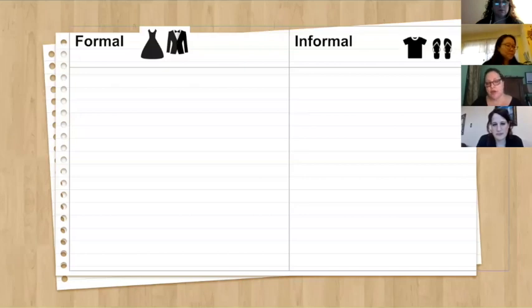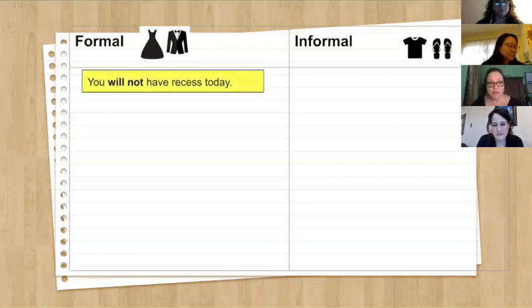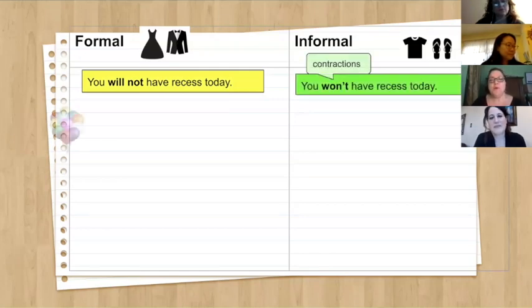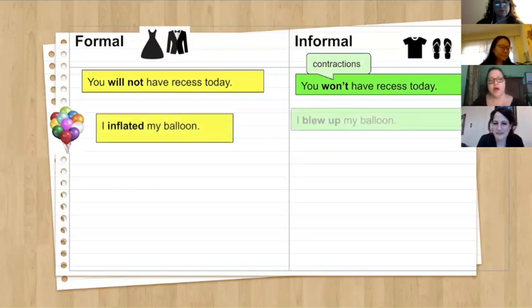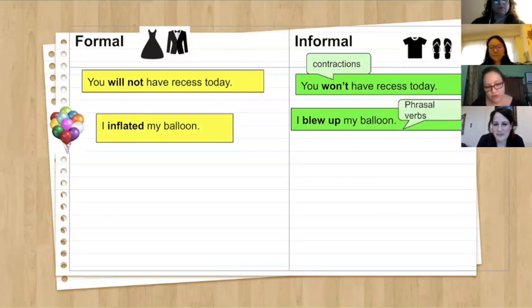So after I do that, we collect examples. So we notice language from around the building, and here are some examples that we've collected from around our school. So, "you will not have recess today" versus "you won't have recess today." So we understand that contractions are informal. "I inflated my balloon" versus "I blew up my balloon," of course, referring to that chart that I showed before.